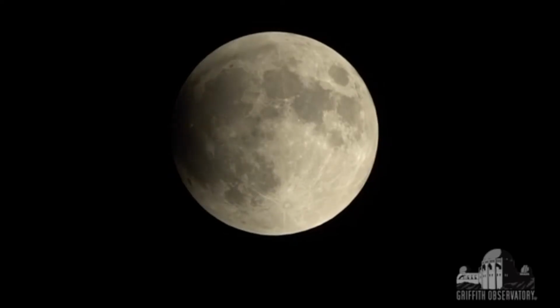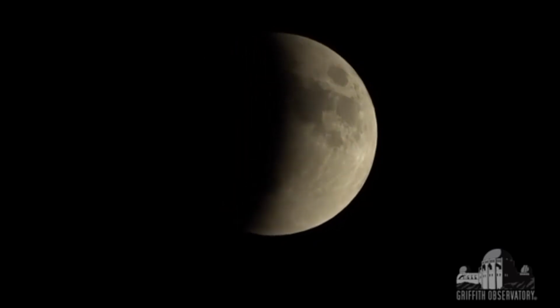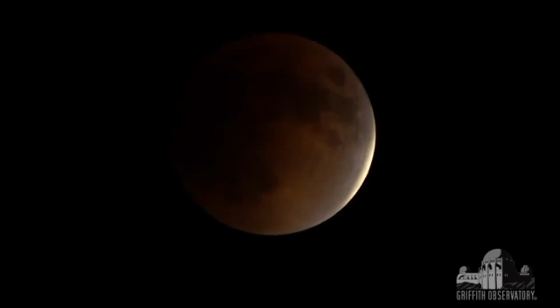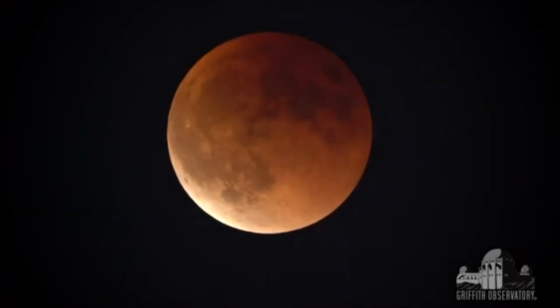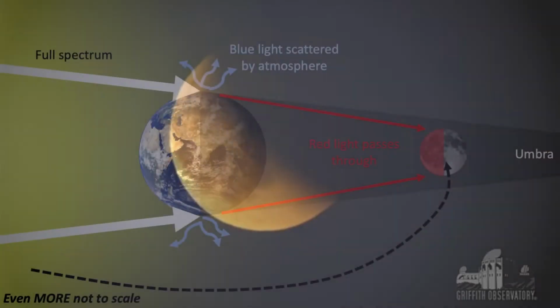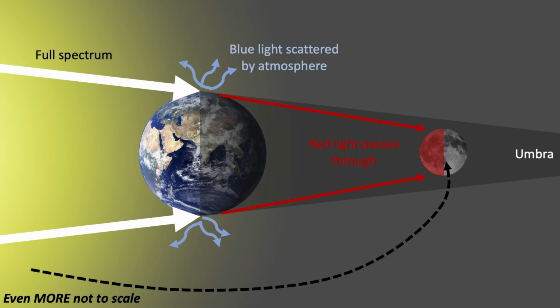Here's a sped up video courtesy of the Griffith Observatory in Los Angeles of a total lunar eclipse in 2018. Notice how the Moon turns a blood red during the peak of the eclipse. It's not completely obscured by the Earth's shadow; rather, blue wavelengths of light are scattered by the Earth's atmosphere and only red light passes through to illuminate the Moon at this point.